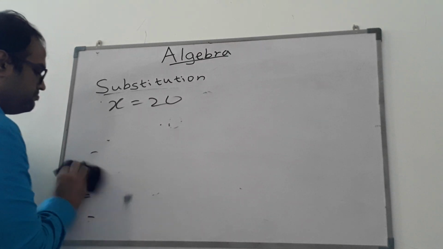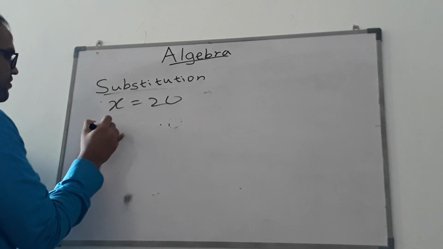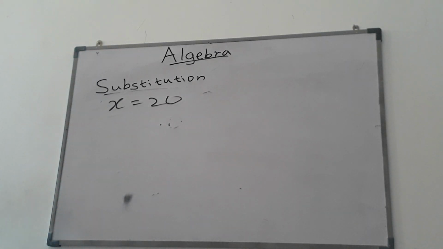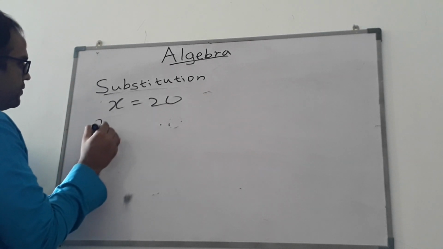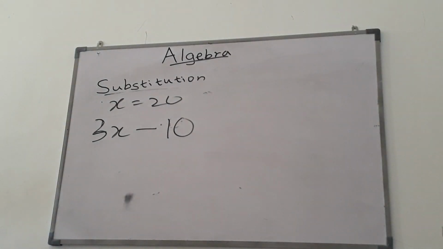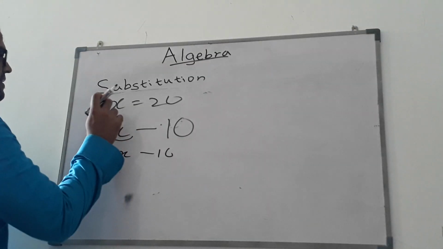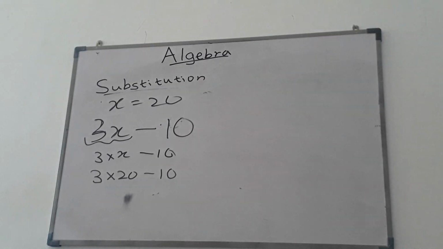Suppose another sum. If x is 20, we want to find 3x minus 10. 3x can be written like 3 times x minus 10. Instead of x, we can write 20.